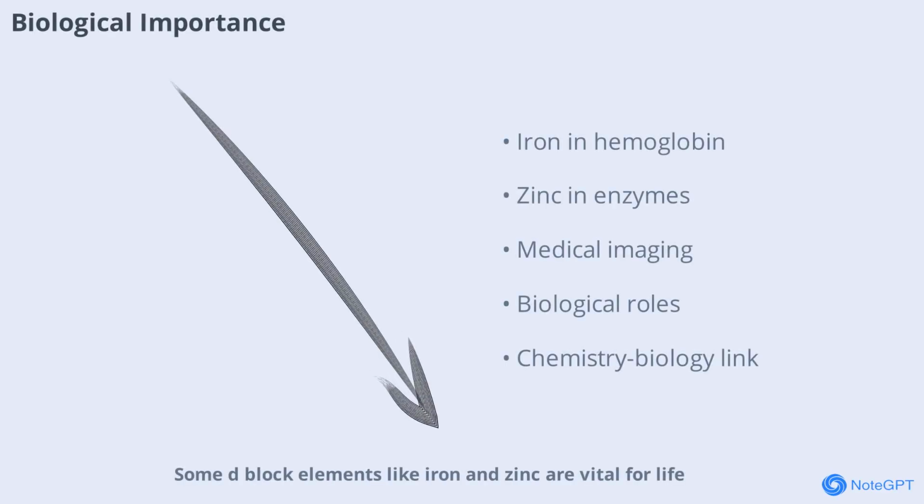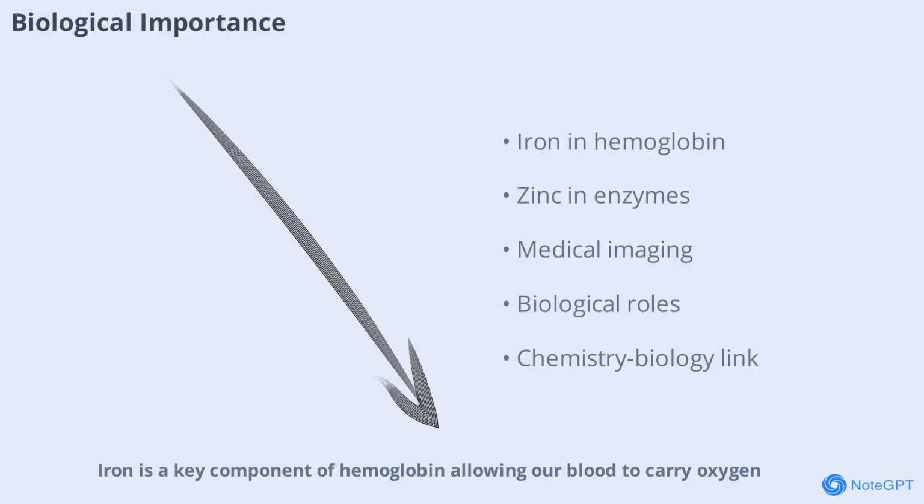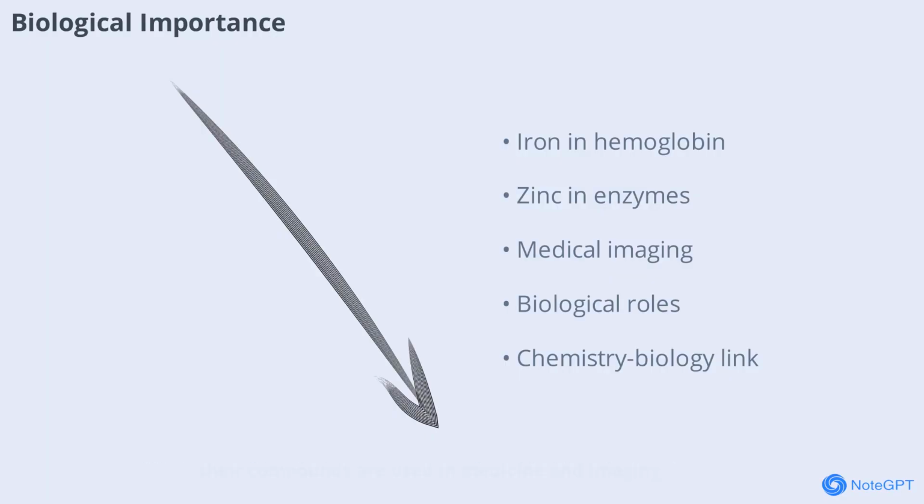D-block elements like iron and zinc are vital for life. Iron is a key component of hemoglobin, allowing our blood to carry oxygen. Zinc plays a crucial role in enzyme function and immune response. While most F-block elements are not found in biological systems, their compounds are used in medicine and imaging. The intersection of chemistry and biology highlights the importance of these elements.